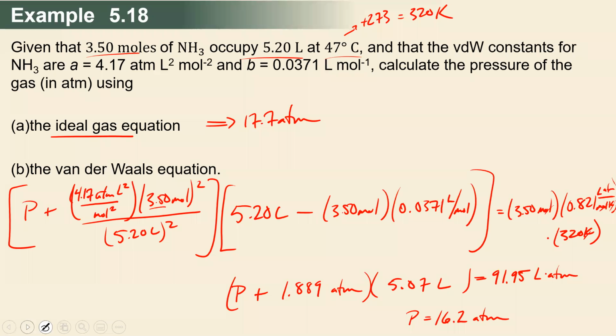Okay. All right. So that's the end of chapter 5. Dr. Davis, Caroline, question? What was the final answer on this one again? It's blocking on my screen. Sorry, 16.2 atmospheres for the van der Waals equation, for the real gas equation, 17.7 for the ideal gas. All right, thank you.